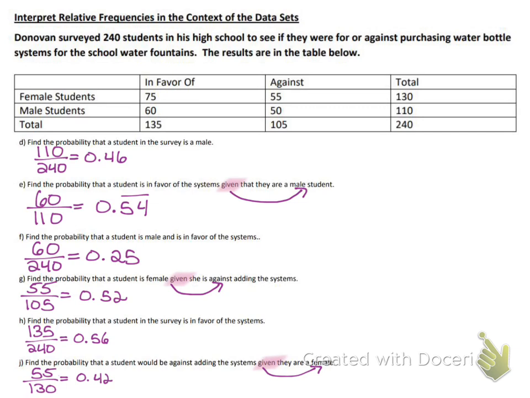Hopefully now you feel comfortable with two-way frequency tables. Please make sure that before class tomorrow, you complete the homework on pages 32, 33, 34, 35, and 36.